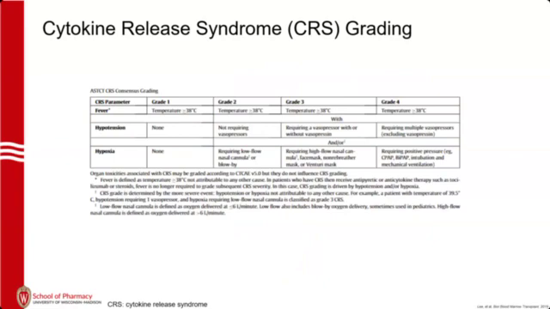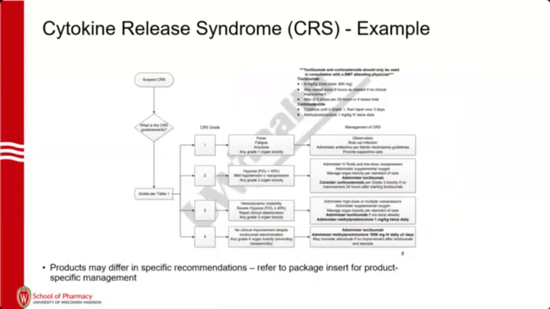Here is the ASTCT CRS grading. We're really talking about three big buckets: fever, hypotension, plus or minus vasopressors, and hypoxia. That's how you grade this out, grades 1 through 4. Almost all patients getting CAR products and bispecifics even will maybe have a little bit of fever, maybe a little bit of hypotension. It's all about that spectrum, where they fall.